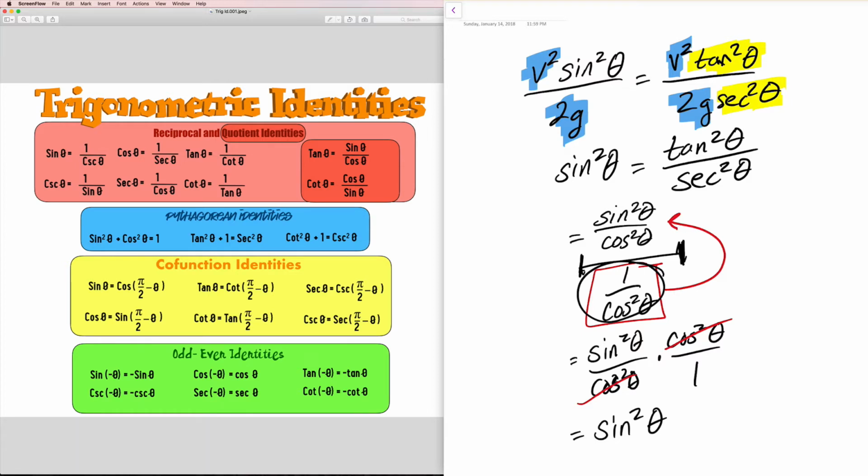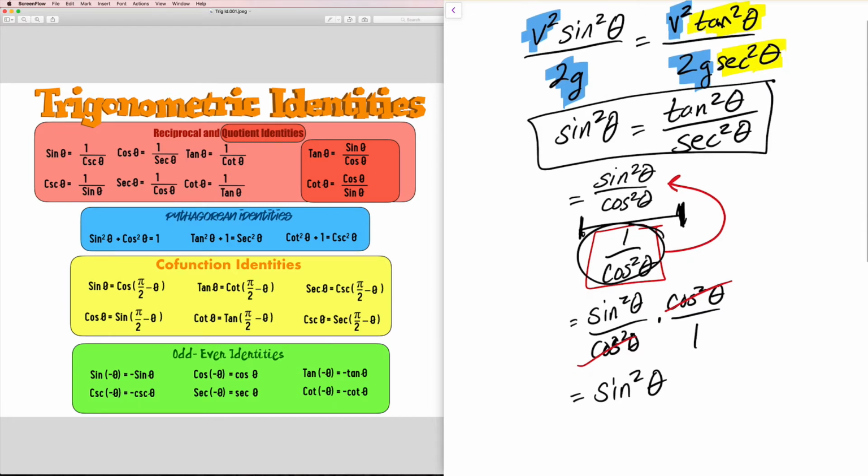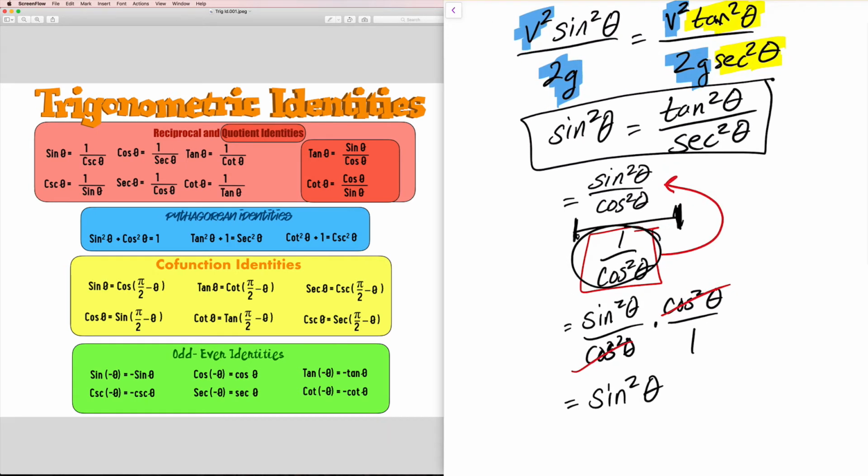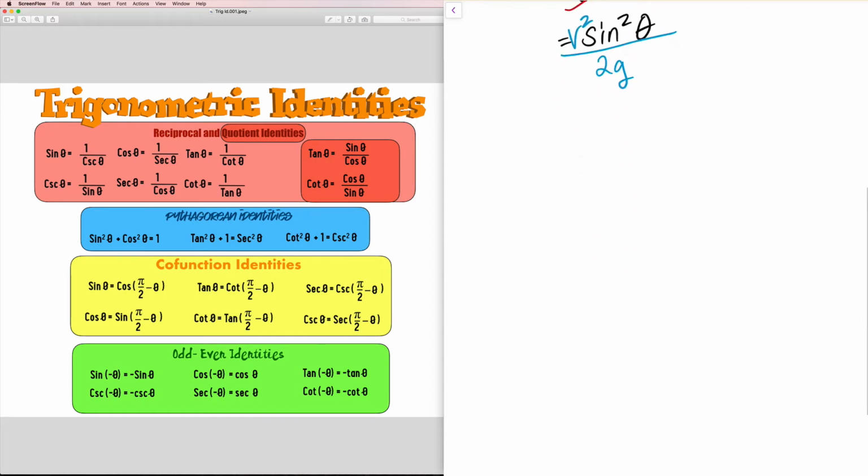And that is, in fact, what my goal was right here. I have just verified part A. So now I can bring back what was in blue, which is my v squared over 2g. So I know that sine squared theta was multiplied by v squared over 2g. So that was my original equation, right?